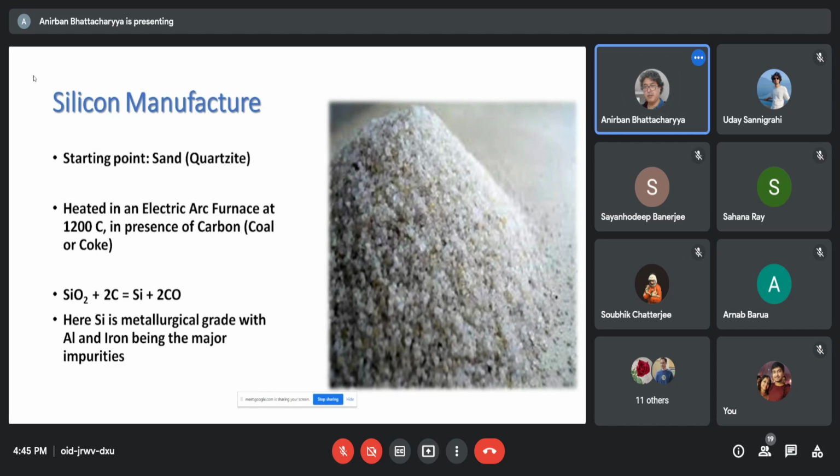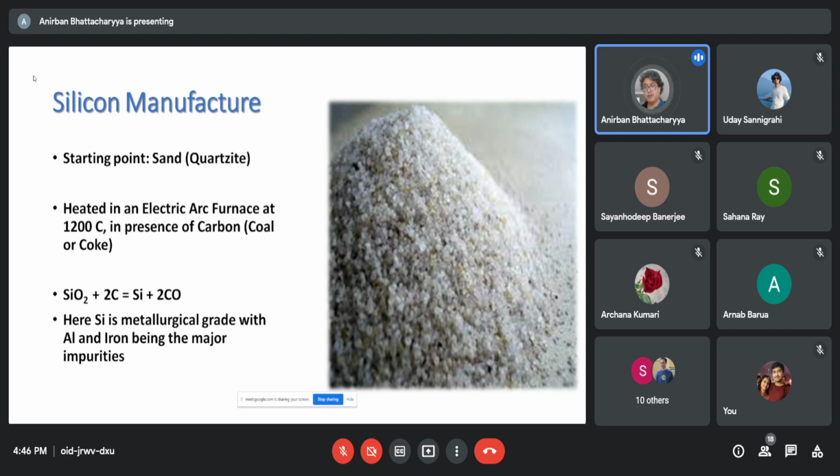It's like glass. So the starting point is the sand, and sand, of course, is silicon dioxide. Now, in order to remove oxygen, you have to react it with something which has even more affinity, even more attraction for oxygen than silicon itself, and that is carbon.